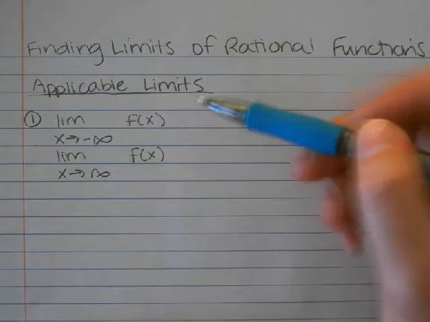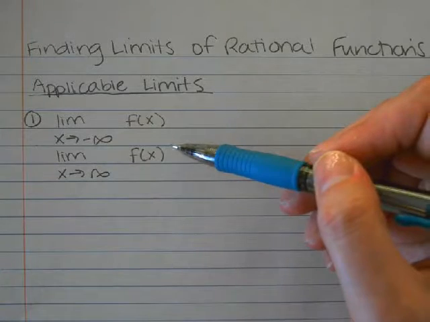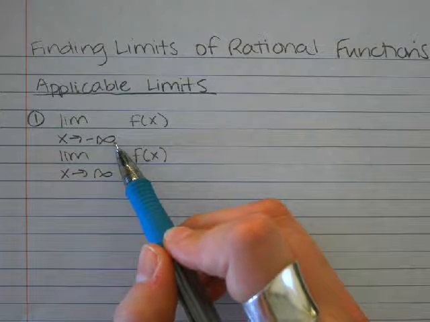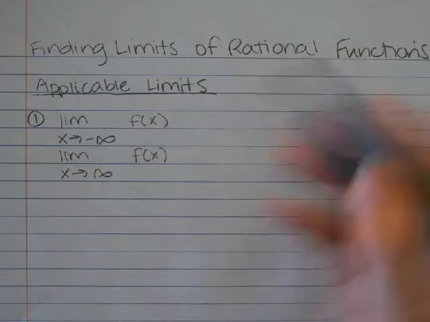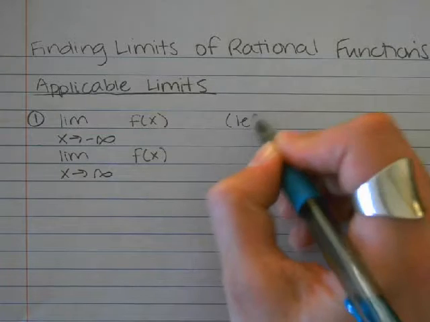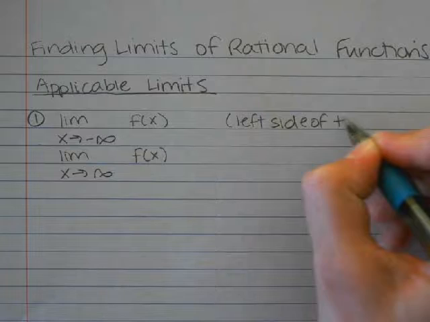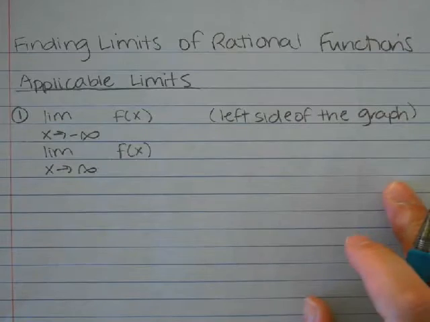Alright, so the first thing that we're going to look for is the limit as x goes to negative infinity. That means that I'm looking at the left side of the graph. I want to see what that left arrow is doing. Okay? So this is the left side of the graph.